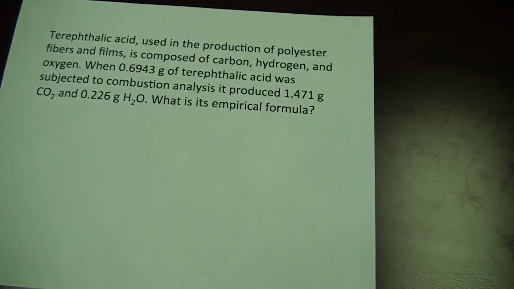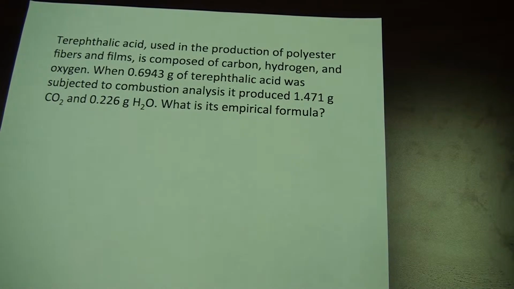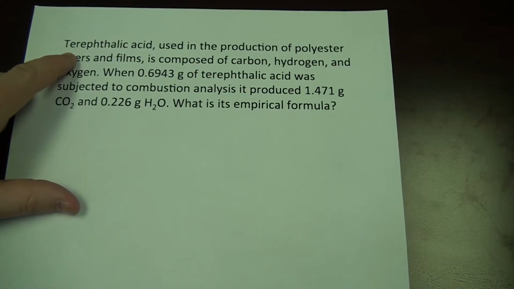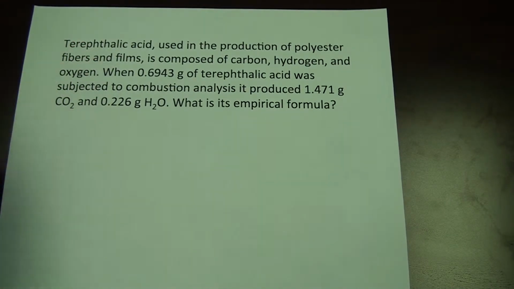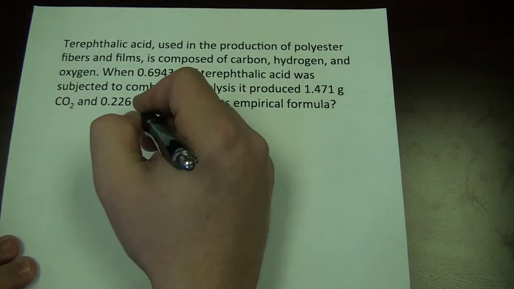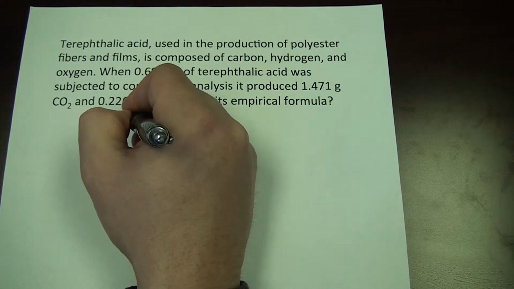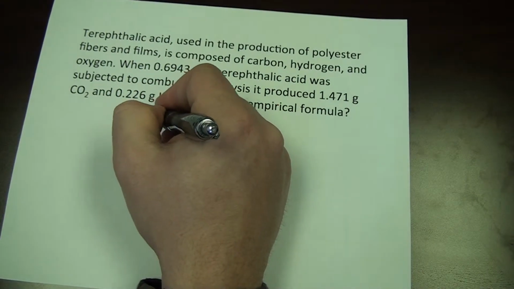Let's try one more, and this is a different way we're going to determine empirical formula, through a process called combustion analysis. Terephthalic acid, used in the production of polyester fibers and films, is composed of carbon, hydrogen, and oxygen. So we're going to end up with an empirical formula for carbon, hydrogen, and oxygen.